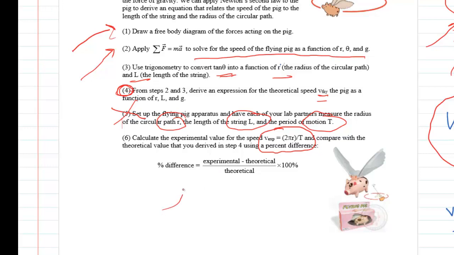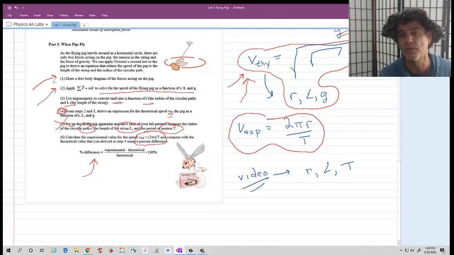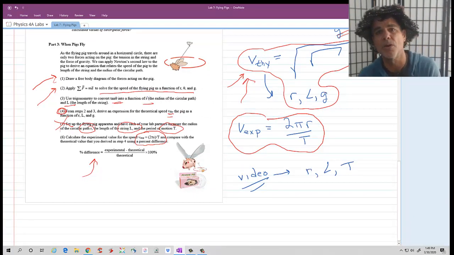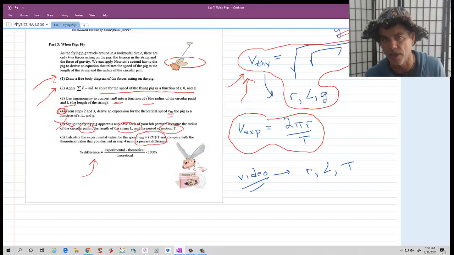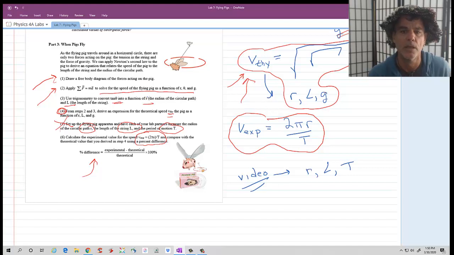And then the last thing, the only analysis you're doing is you're giving me a percent difference. What is the difference between the experimental speed, which is our 2 pi r divided by the period, and our theoretical speed, which is going to be you deriving an equation, which is just in terms of r, L, and g. So that's it. I'm posting this video today. It's Monday. The data and setup is already posted. So this is the lab that you're doing this coming Wednesday, April 1st.